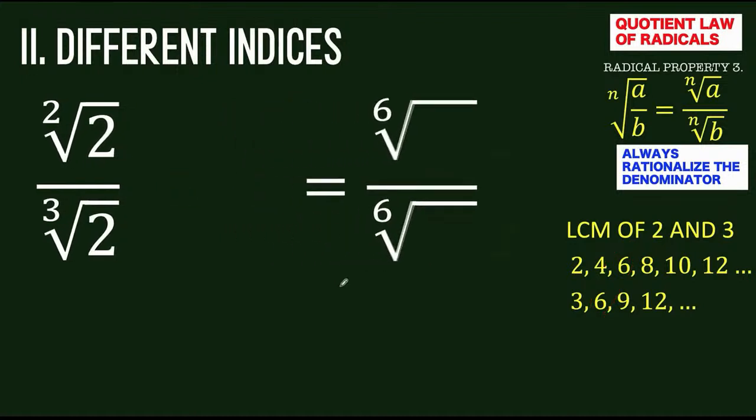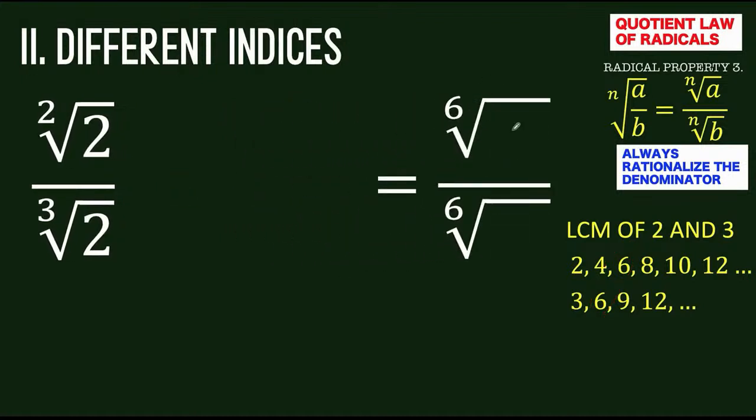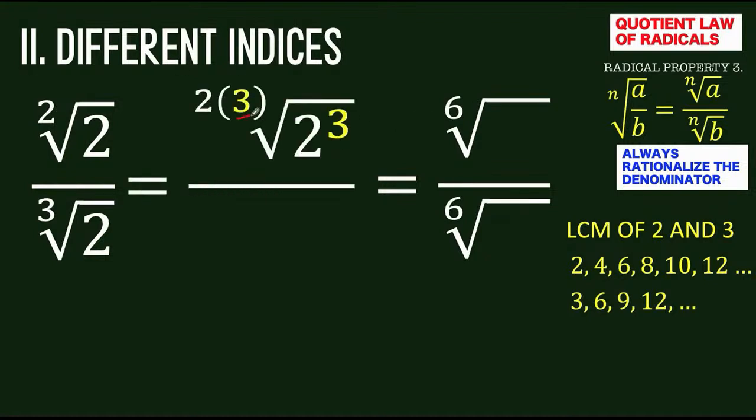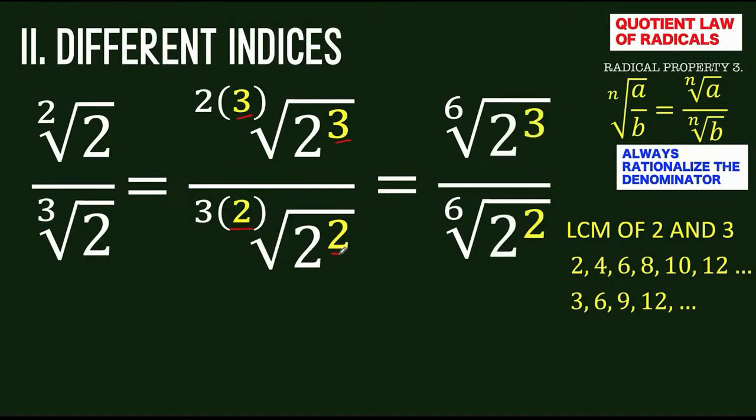The same with multiplication. In order to get the 6th root here, we need to multiply this 2 by 3 to get 6. So multiply the index by 3, but multiply also the exponent of the radicand by 3. For the denominator, for this 3 to become 6, we have to multiply by 2. So multiply the index by 2 and multiply the exponent of the radicand by the same number 2. In that way, both are in the 6th root now. So we have the 6th root of 2 cubed over the 6th root of 2 squared.